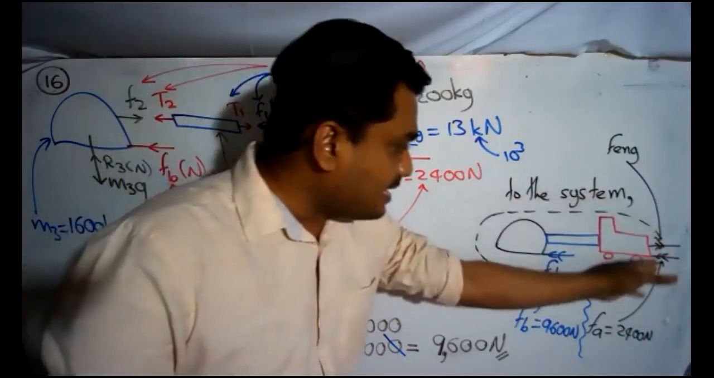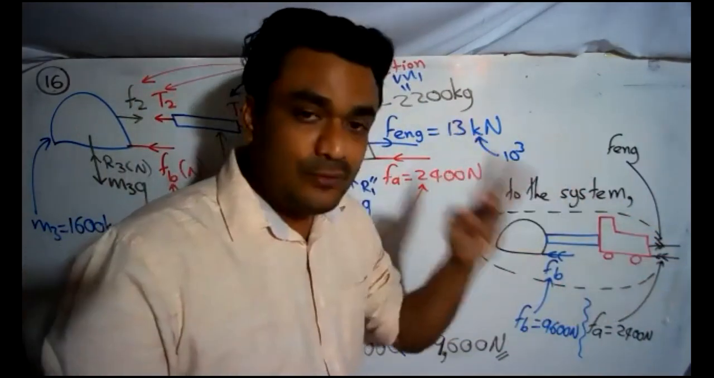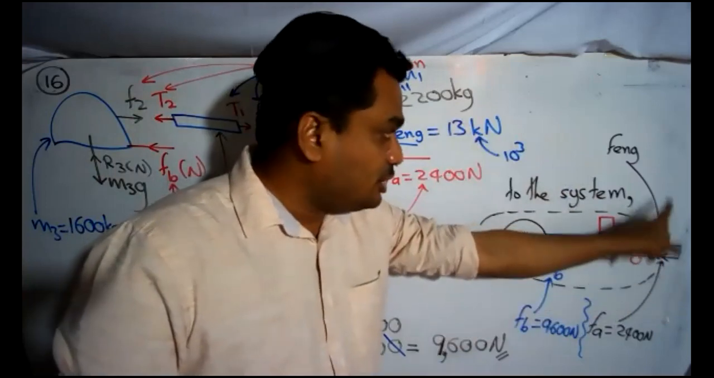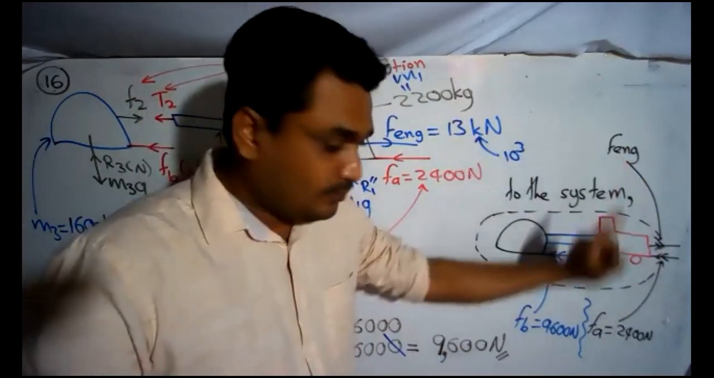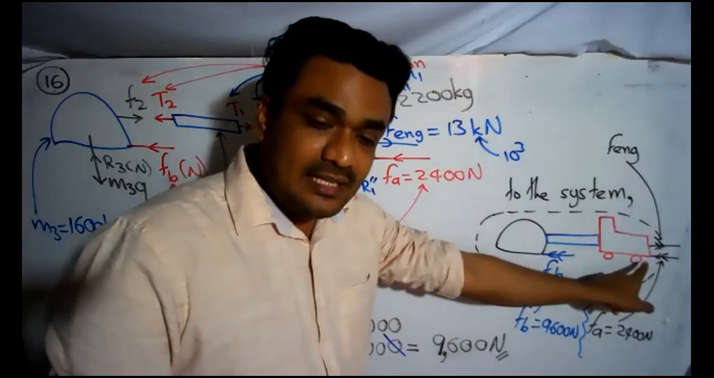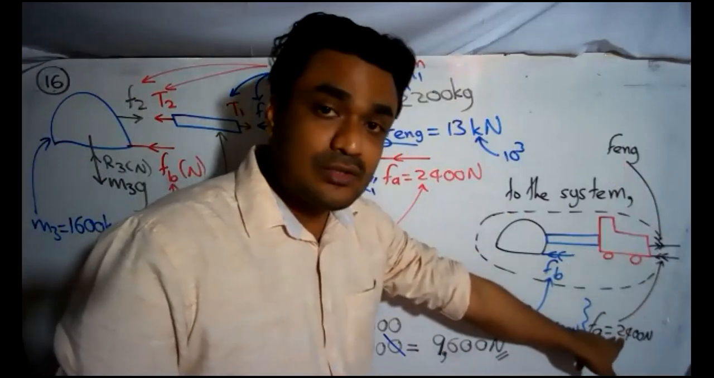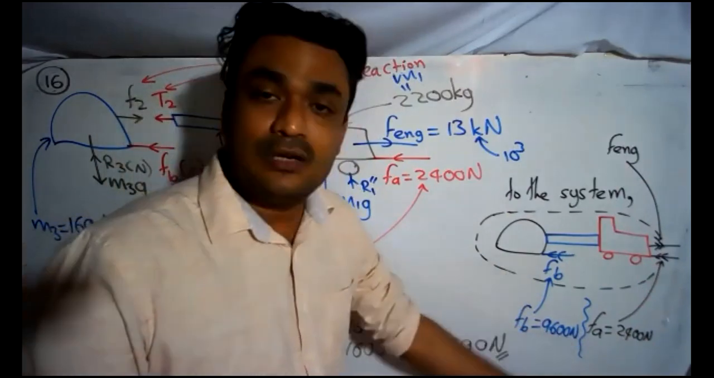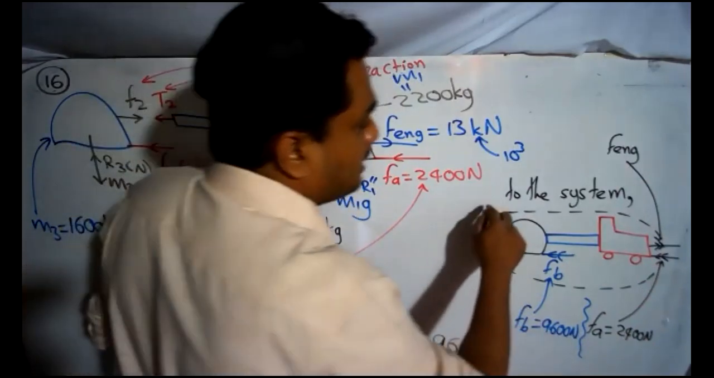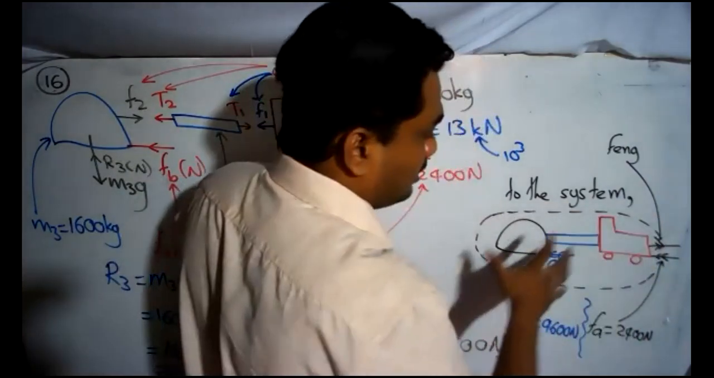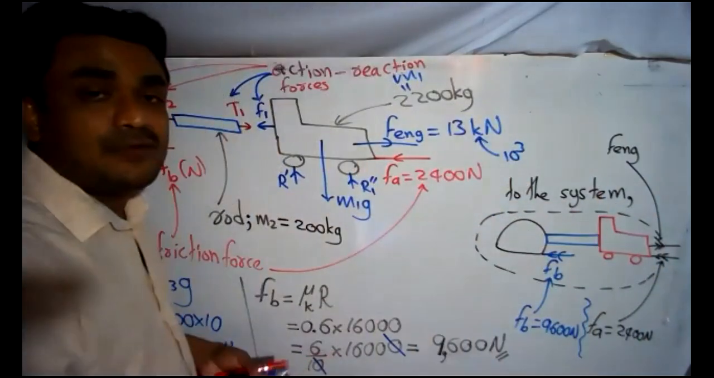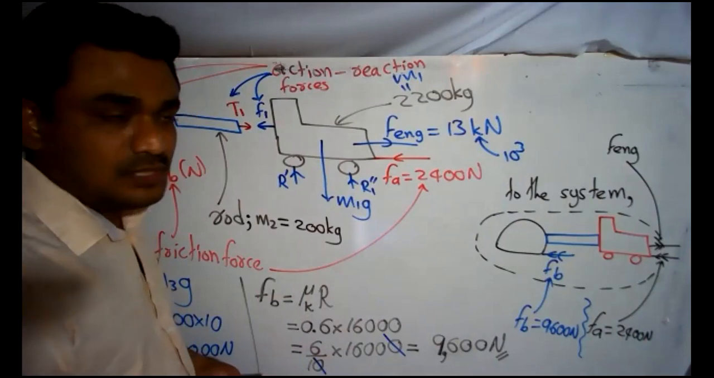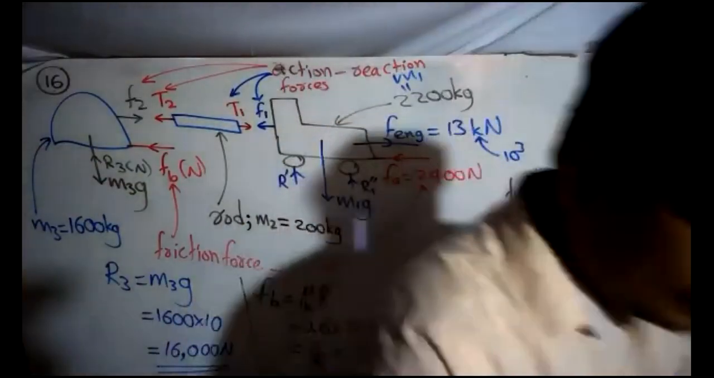So when the entire system is considered, there are three forces. The force given by the engine, 13 kilonewton. The friction force acting against the motion of the tractor, that is 2400 newton. And the friction force given by the ground to the stone, that is 9600 newton. So please draw the figure. After that, we are going to apply F equals MA to the system. Complete it, dear.